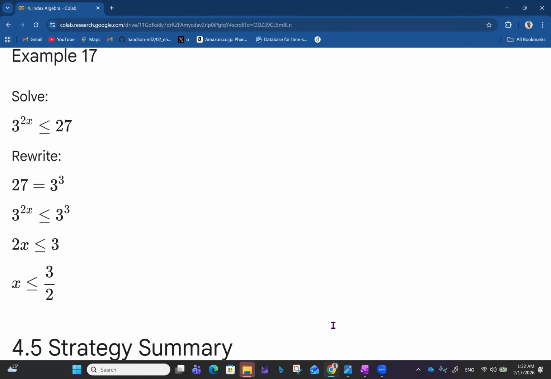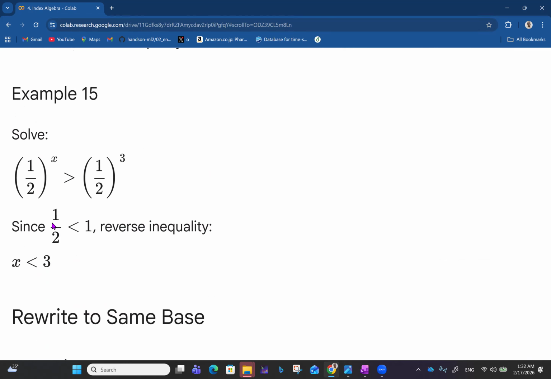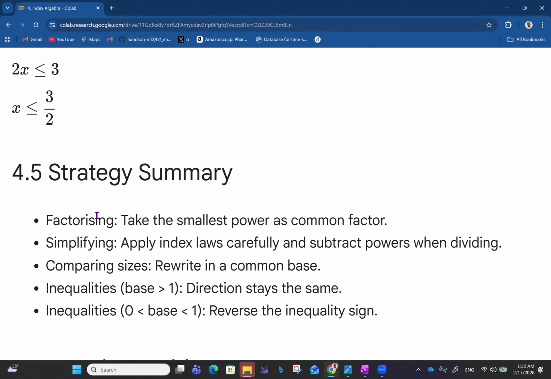So like in this case now, we discover that the base 3 is bigger than 1. So for the powers now, you can maintain the same less than or equal to here. But in this case now, you see that half is less than 1. So instead of keeping x greater than 3, x has to be less than. So you reverse that inequality. That's what that means there.